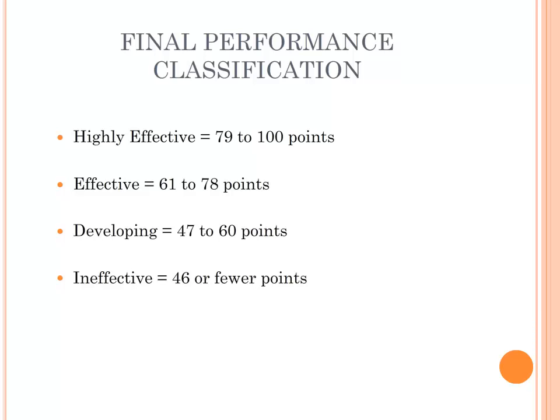The cut scores are 79 to 100 points equals highly effective. 61 to 78 points equals effective. 47 to 60 points equals developing. And scores of 46 or less is rated as ineffective.